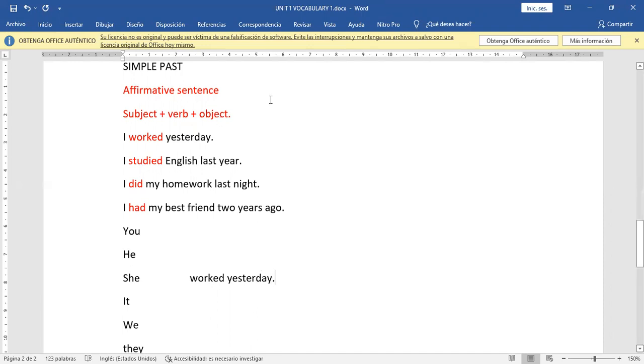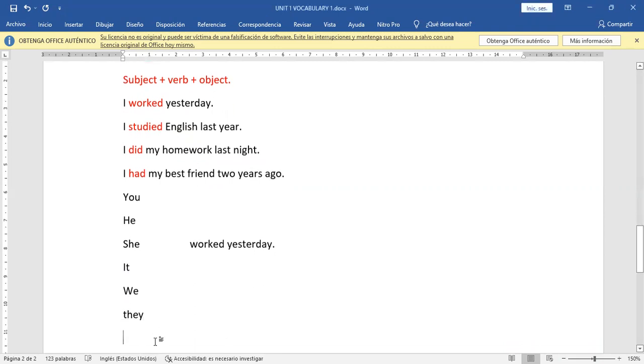Right? So what do we have? In an affirmative sentence, we have the subject, the verb, and the object. So that is how we have to organize affirmative sentences in the simple past. Great. Let's move on.